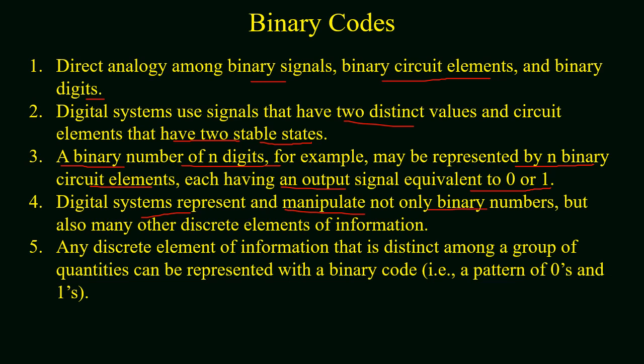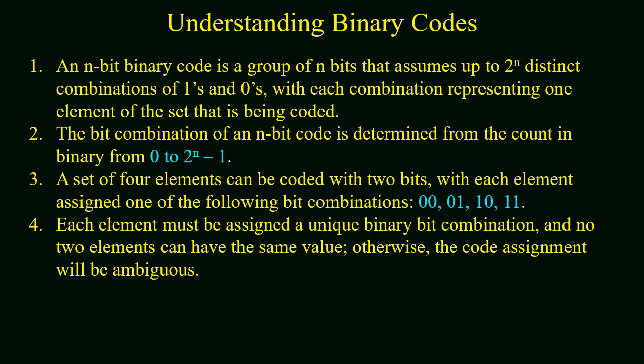And this manipulation can be used for representing various discrete sets of information. Any discrete set of information which is distinct among a group of quantities can be represented by a binary code, and this binary code will be a pattern of zeros and ones. Now we can say that if we have a binary code of n bits, then this group of n bits can assume 2 power n distinct combinations of ones and zeros, where each combination represents one element of the set of information which is being coded.